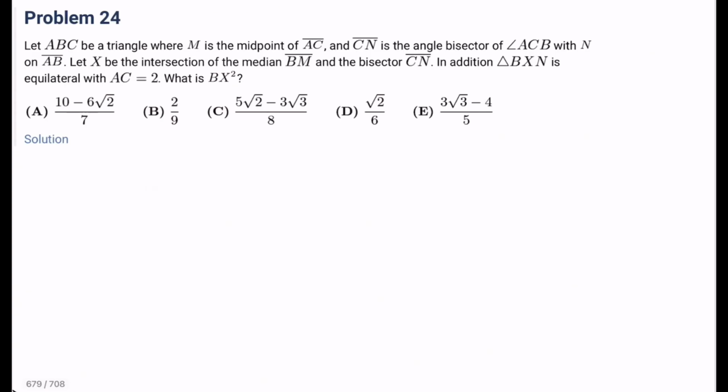Problem number 24. Let ABC be a triangle where M is the midpoint of AC and CN is the angle bisector of ACB with N on AB. Let X be the intersection of the median BM and the bisector CN. In addition, triangle BXN is equilateral with AC equals 2. What is BX squared? So let's draw a diagram of this.